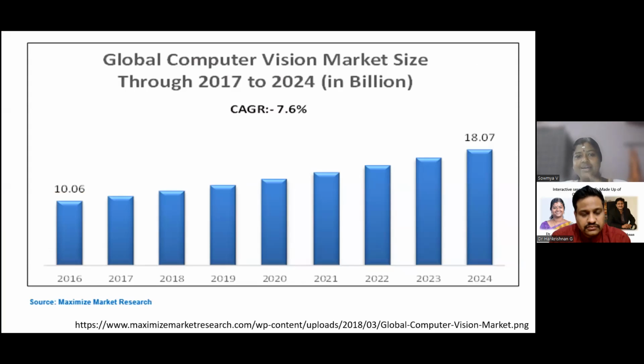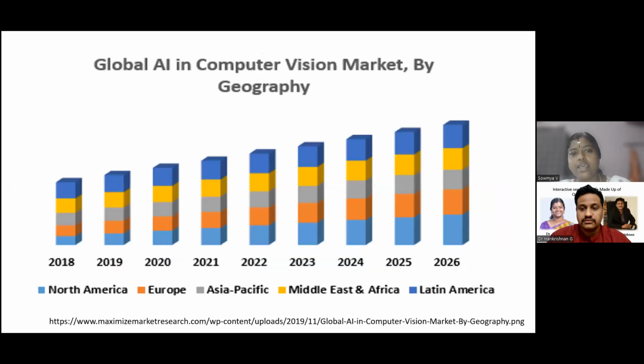So this is the market size for 2017 to 2024 in billions. The annual growth rate, if you see, is 7.6%, so the growth is expected to be up to 2024. This is by region. You can see that almost every region is contributing to the computer vision market. So it is actually one of the thrust fields, making a significant impact.